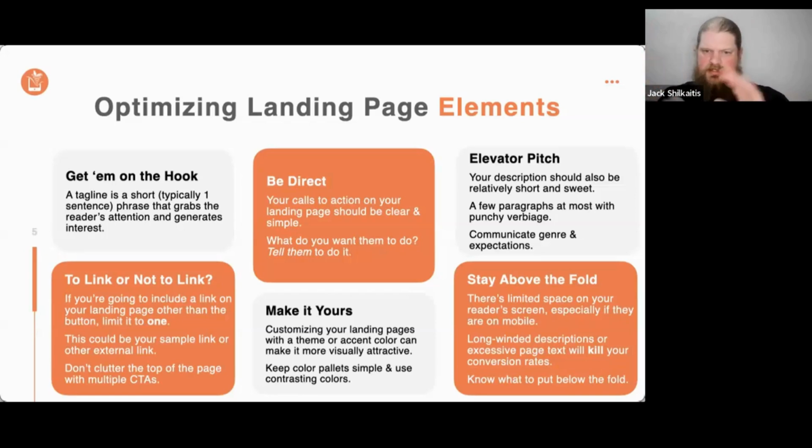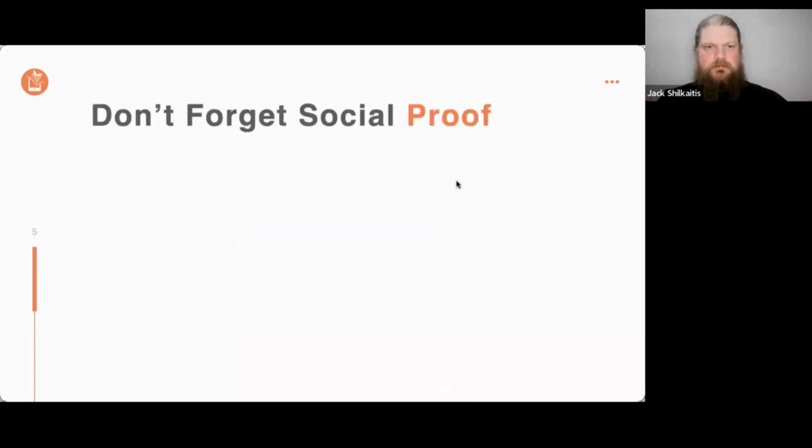Long-winded descriptions and excessive page text can kill your conversion rates. There are some things that you can put down there below the fold. Again, if we're talking on mobile, that's like below your book's description. We're keeping the description relatively short. There are some things you can put down there, and we'll talk about that a little bit. Things like additional links in that context. Reviews go well immediately underneath the description. And in fact, we're about to talk about that here in just a moment.